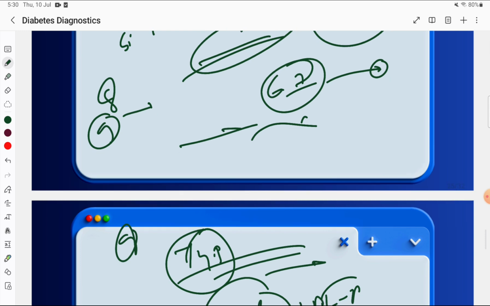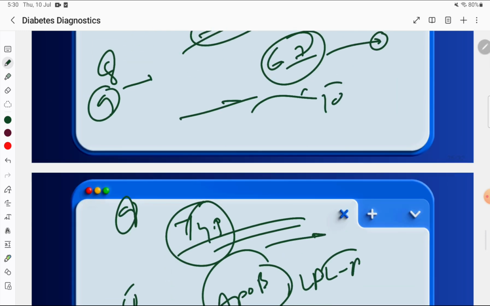Now we move on to case number 10, my friends. A long-term diabetic on metformin presents with fatigue, numbness in feet, and memory issues. Blood sugar is well controlled. What are the next investigations that you will order here?